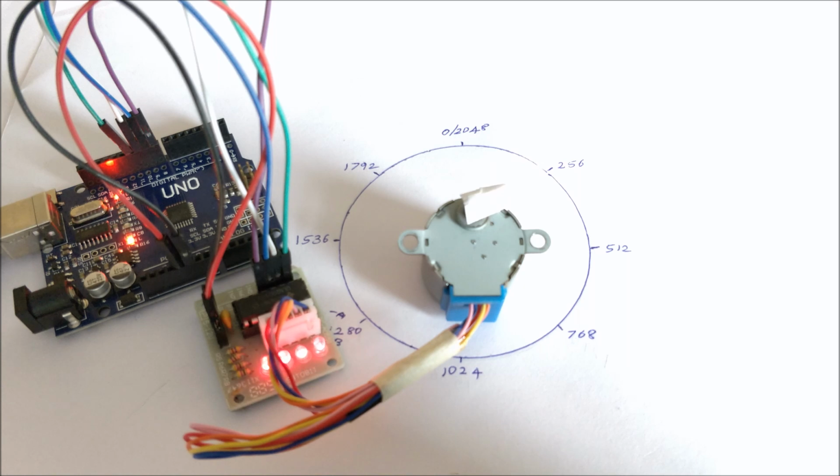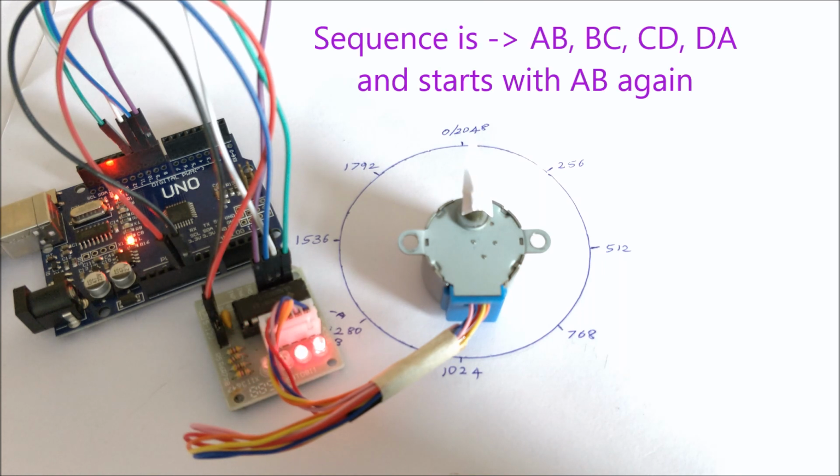So now I'll show you by incrementing it by one. You actually can't see the stepper motor moving, but you can see the LEDs blinking. Now the light is AB, BC, CD. You can notice the LED lights. This is AB again.